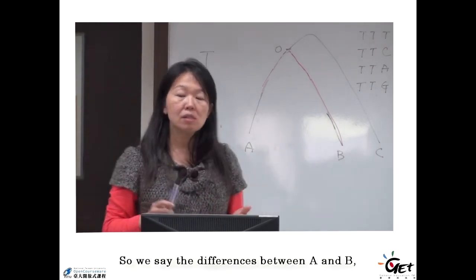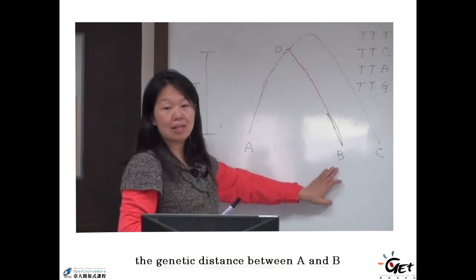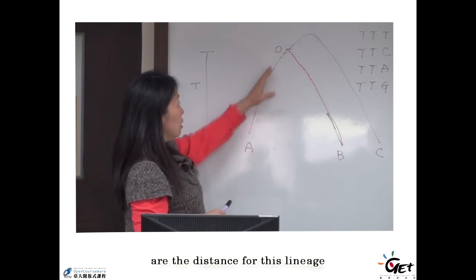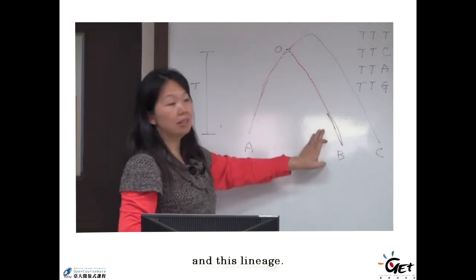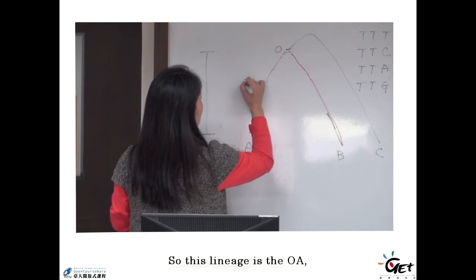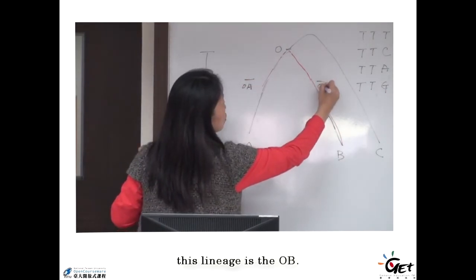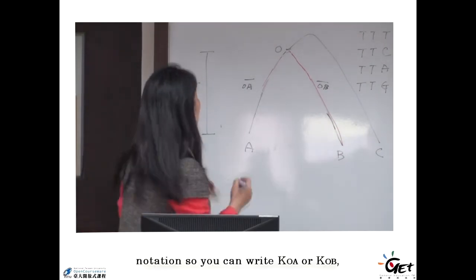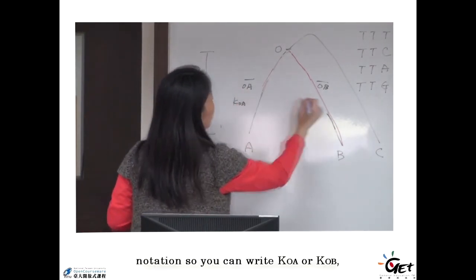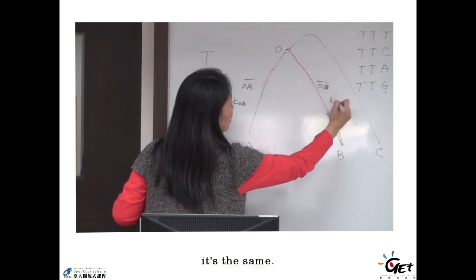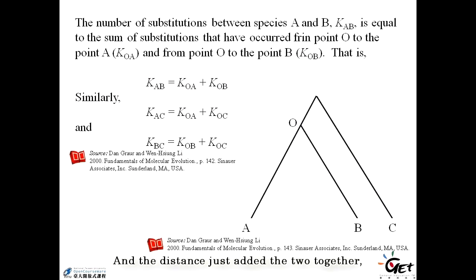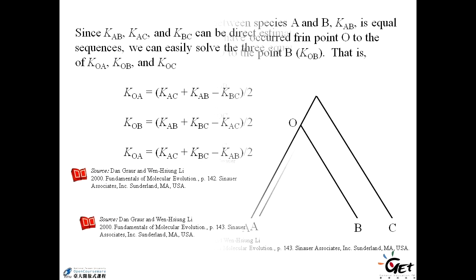So the genetic distance between A and B is the distance for this lineage plus this lineage. This lineage is OA, and this lineage is OB. You can use a different notation, so you can write KOA or KOB, it's the same. The distance just adds the two together. That's a very simple idea.